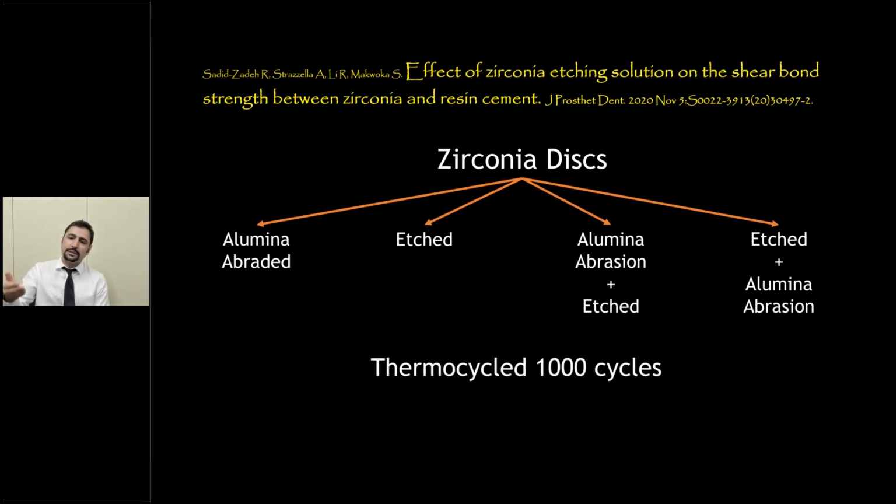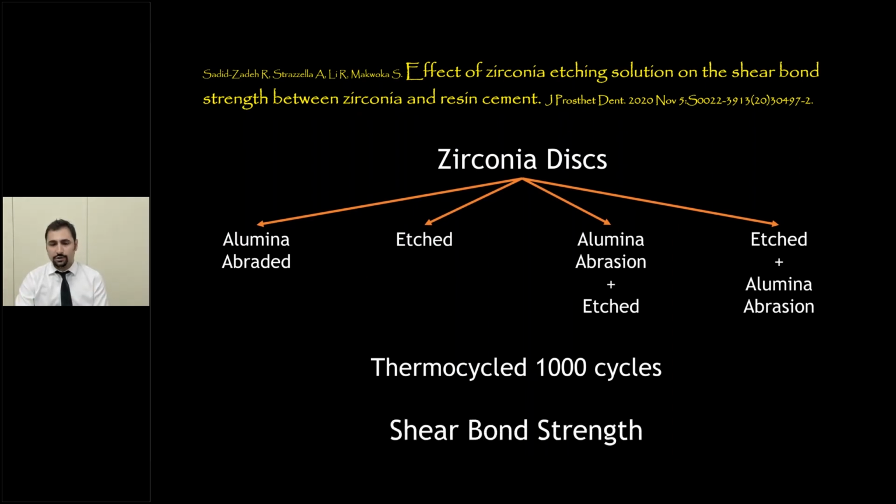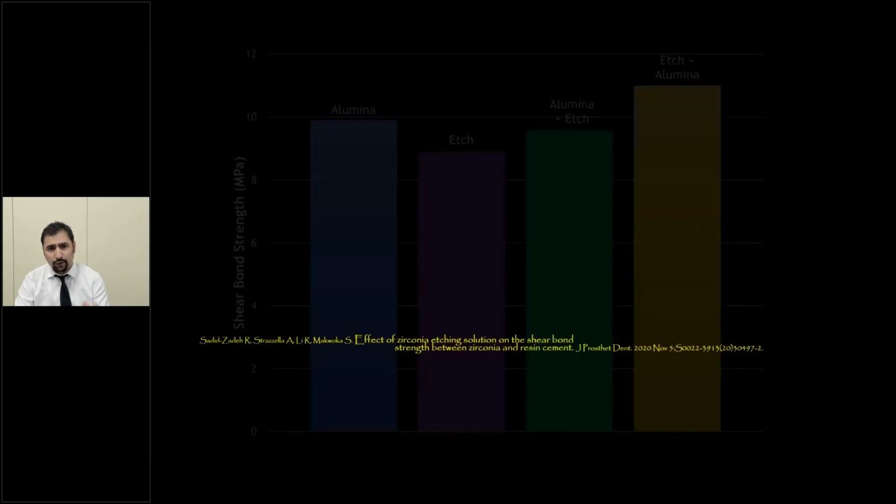After they bonded the cylinders to the surface of zirconia with resin cement, they thermocycled the samples for 1,000 cycles to age them, and then they measured the shear bond strength. So essentially, they cracked the cylinders to see how well they were bonded to the surface. So this is what they observed.